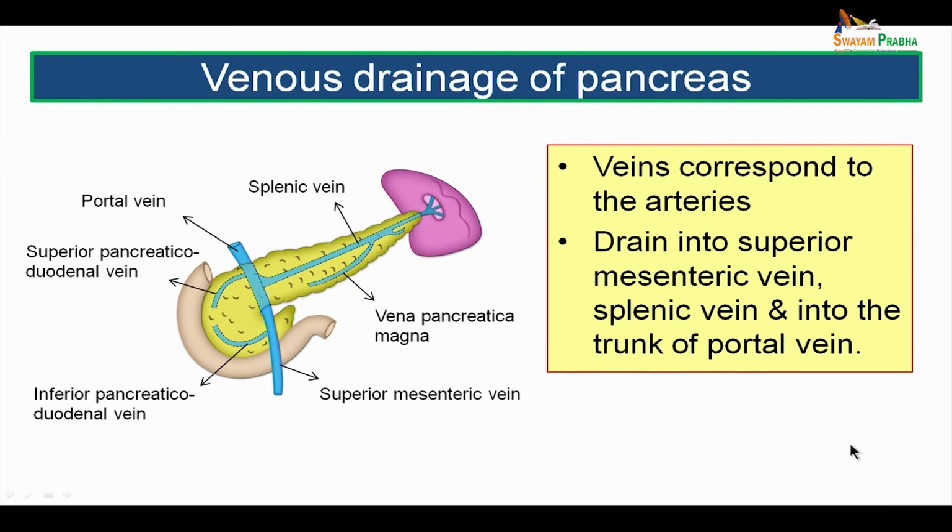Going on to the venous drainage of pancreas, veins correspond to the arteries and they drain into the superior mesenteric vein, the splenic vein and into the trunk of the portal vein.